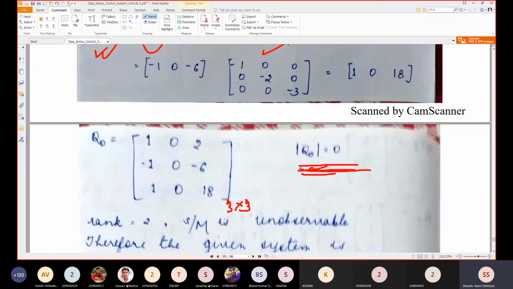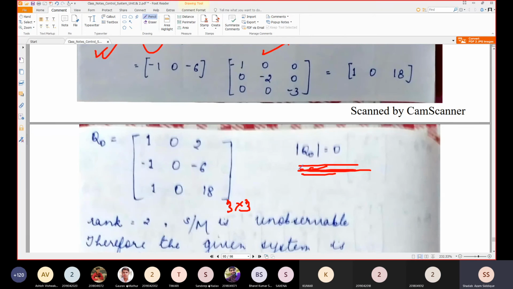We are not focusing on finding the exact rank. We are not interested in finding the rank. We are just checking whether rank is n or not. If the rank is n, then your system is controllable and observable, for QC and QO. So try to check whether the rank is less than n or not.